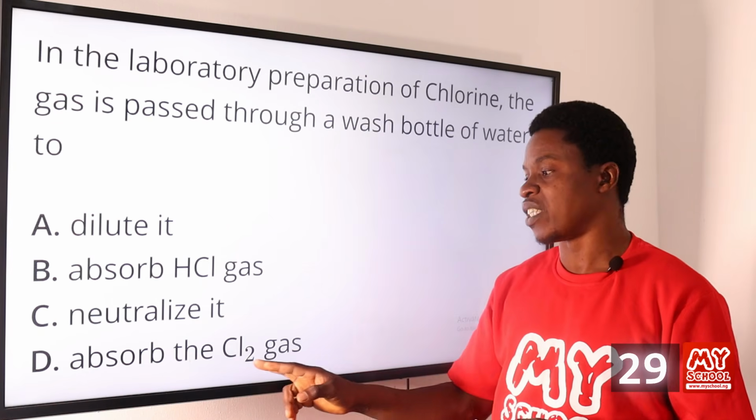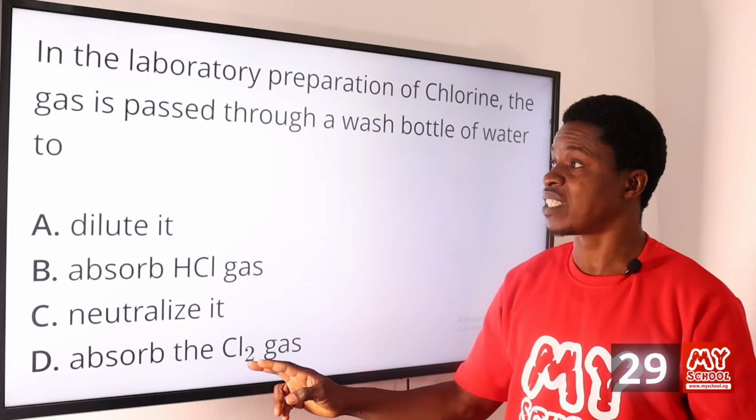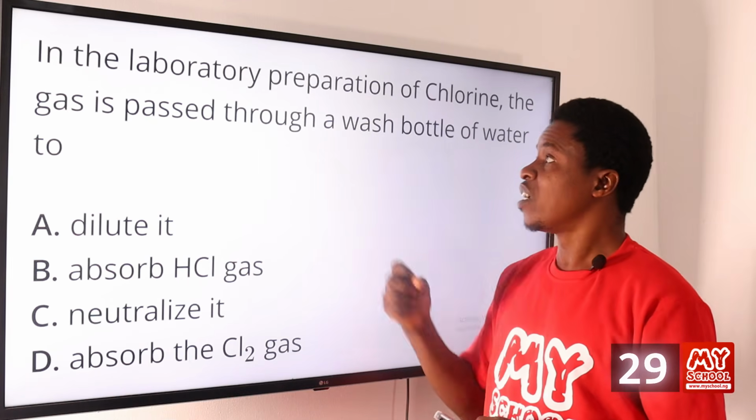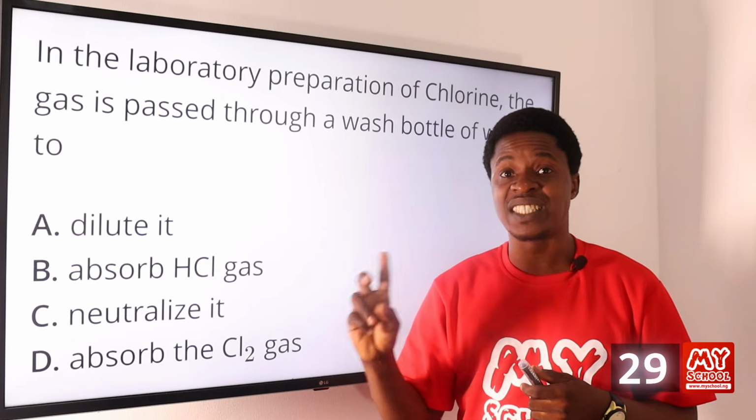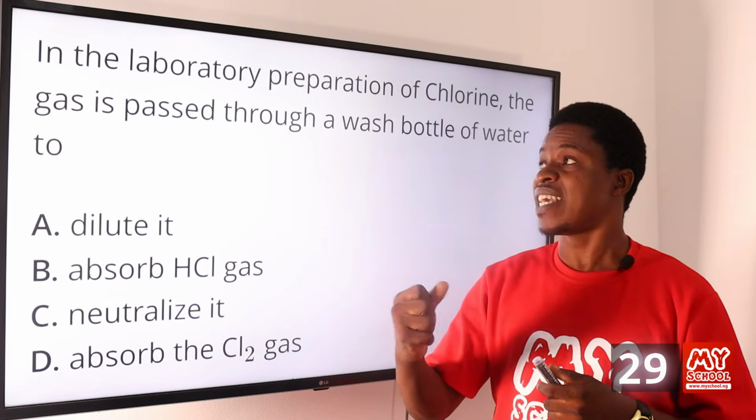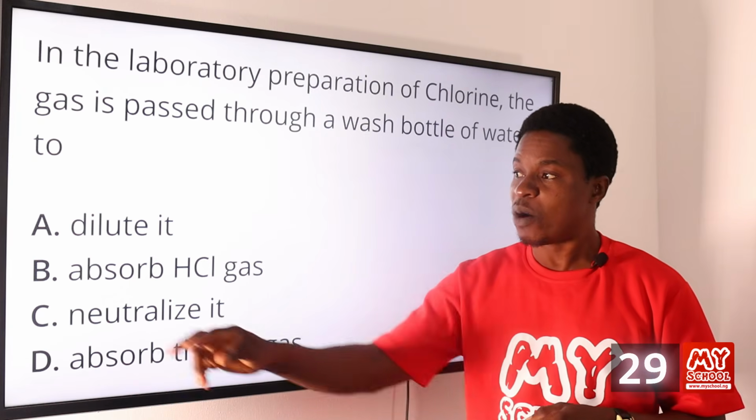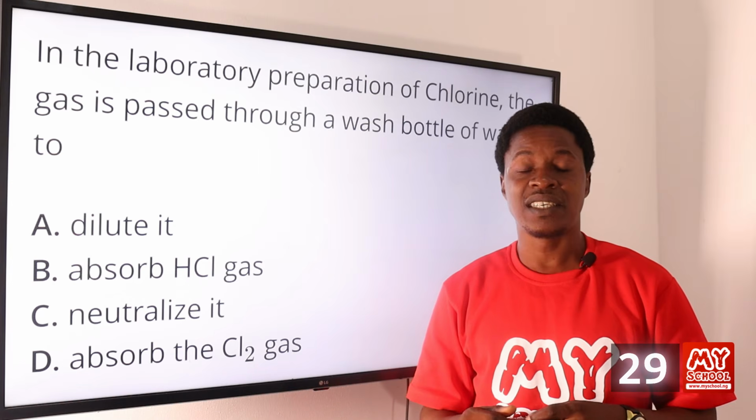Option D says absorb the chlorine gas. No, it's chlorine gas we need to produce. That's what we are producing, but it is not an impurity, so there's no way you can absorb it in the wash bottle water. It is HCl that is absorbed in the wash bottle water. So that leaves us with no other option than option B. So the correct answer is option B, absorb HCl gas.